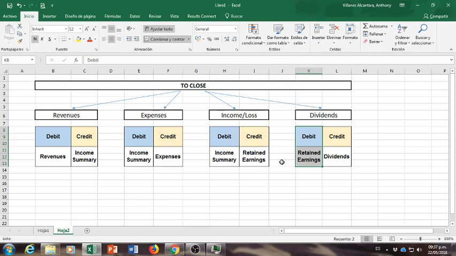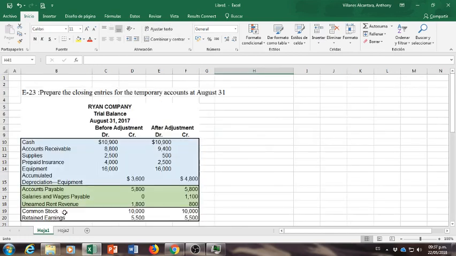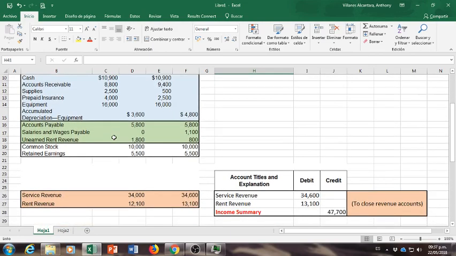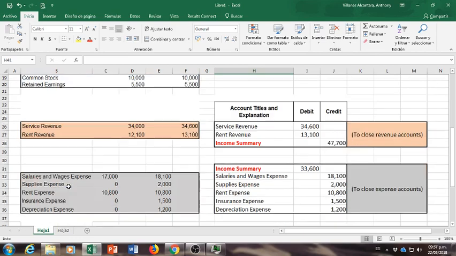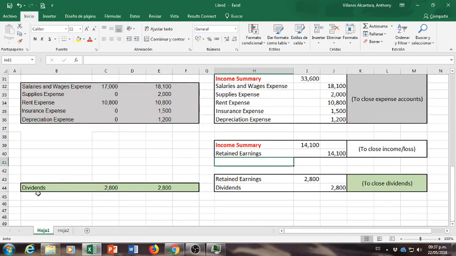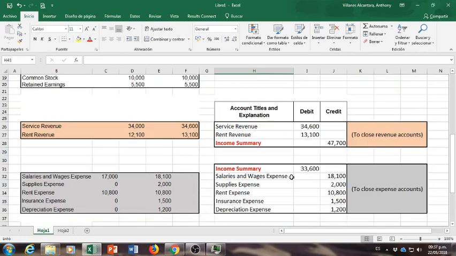We are going to solve the exercise. Here we have many accounts, but we will only need the revenues, the expenses, and the dividends. Only these three. First, we will debit the revenues and then we will credit income summary.